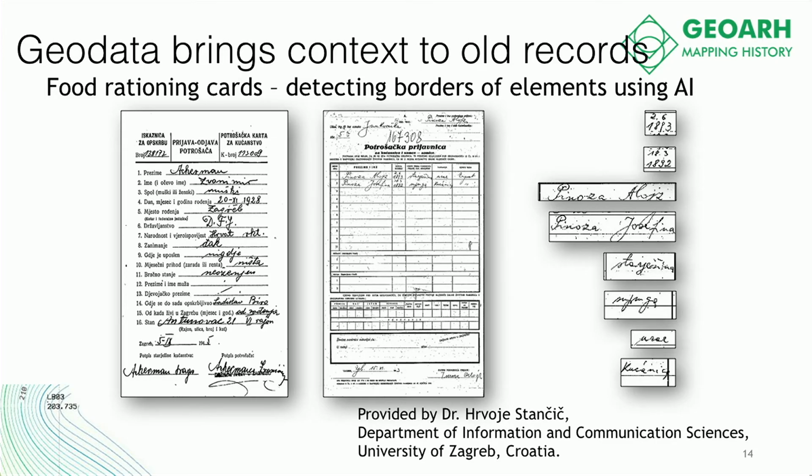Now, this idea came about when we were thinking how to bring context to old records using maps. In a discussion on an ongoing project with a friend of mine, Dr. Hrvoje Stančić from Zagreb. I guess many of you know him. What they did is they used a classical machine readable recognition of written text, handwritten text on the food rationing cards, detecting borders between elements using AI, let's say machine learning.